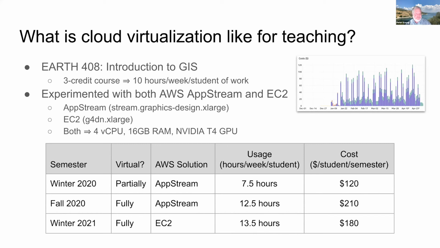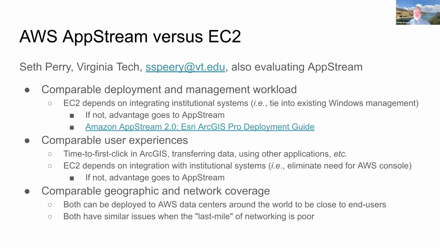So AppStream versus EC2. Seth Perry, who many of you may have met from Virginia Tech, has also been evaluating AppStream, and he was going to speak today but couldn't make it. So I've sort of merged together some of the things we've found as we've both been experimenting with AppStream and EC2. We found that they're comparable in deployment and management workload as long as your university already has an existing EC2 infrastructure where you've integrated your Windows management systems. If not, then the advantage goes to AppStream.